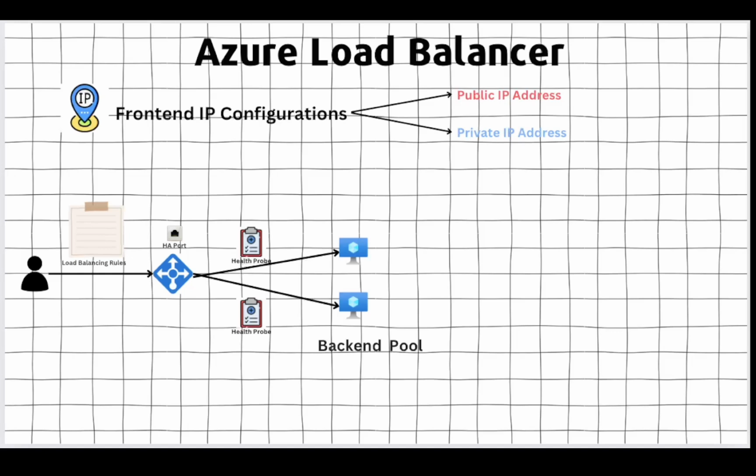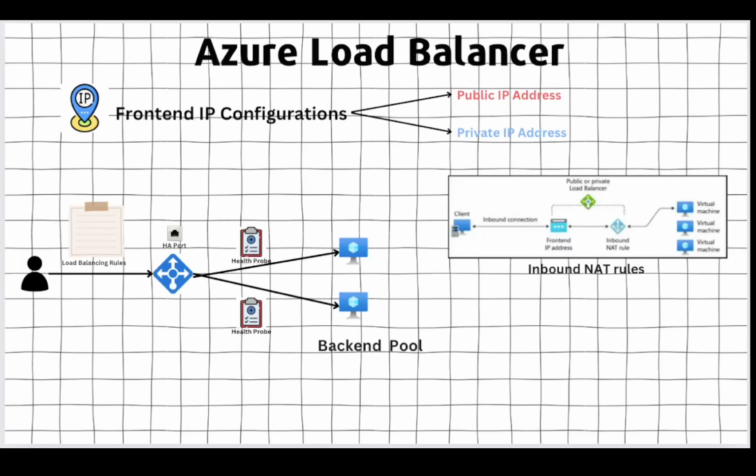There's also something called an HA port. Now, what is this HA port? It's called a high availability port. A high availability port will allow all kinds of traffic, whether it may be TCP, UDP, any protocol. Why is this used, or where is it required? This is required in case you have a network virtual appliance, say a Palo Alto.